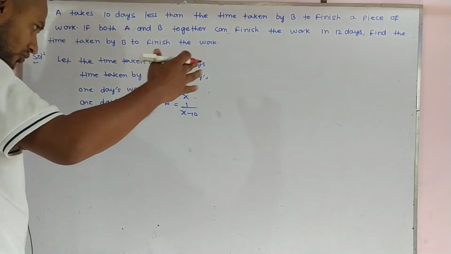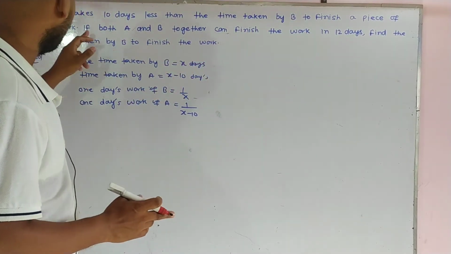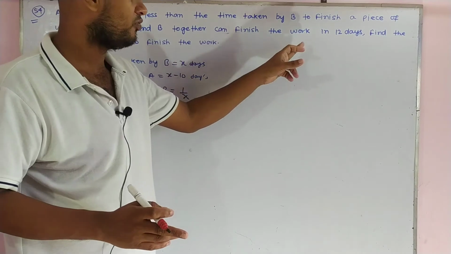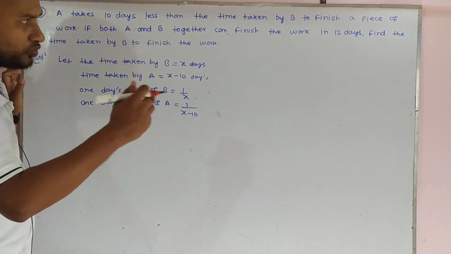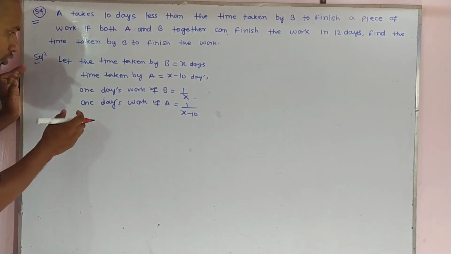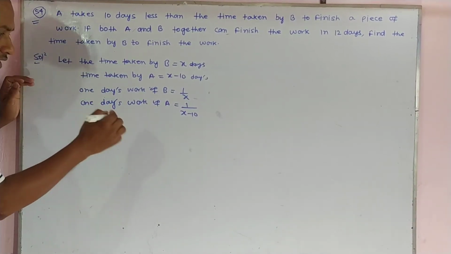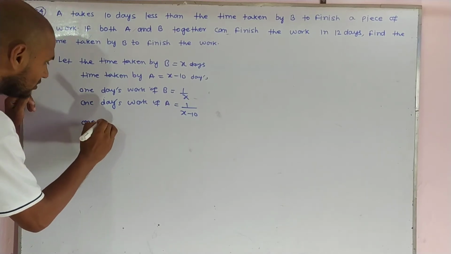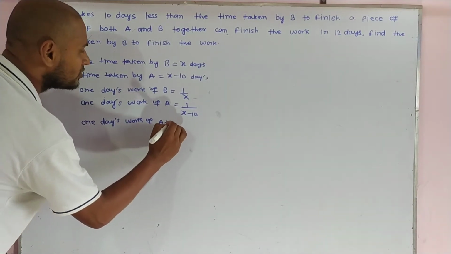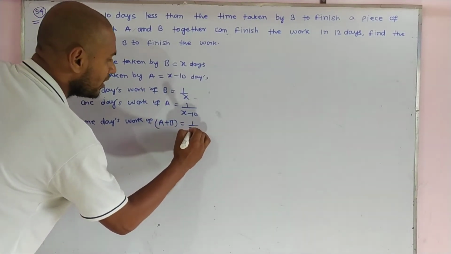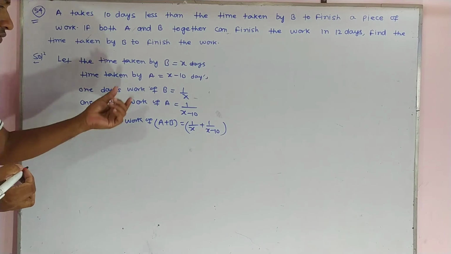And if A and B work together, as given in the question, if both A and B together can finish the work in 12 days. So we are going to discuss here that if A and B work together, then 1 day's work of A and B becomes how much? 1 upon x plus 1 upon x minus 10.